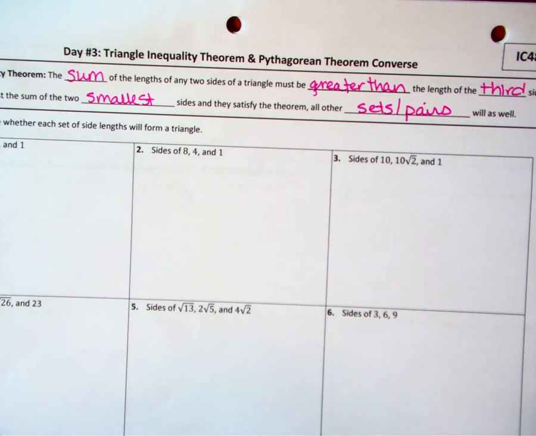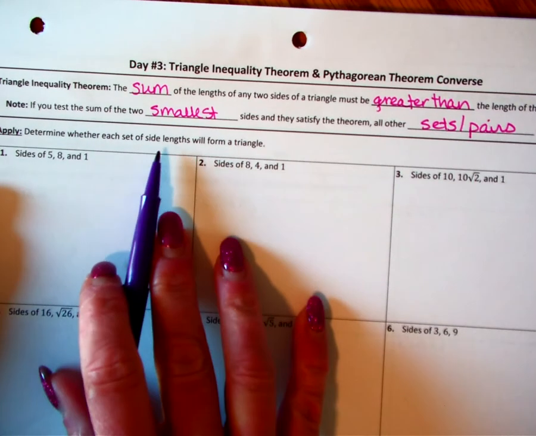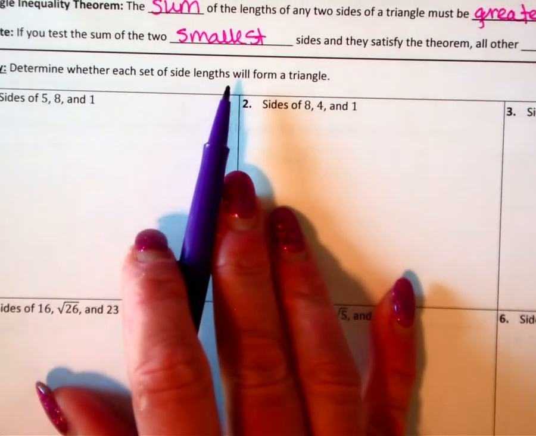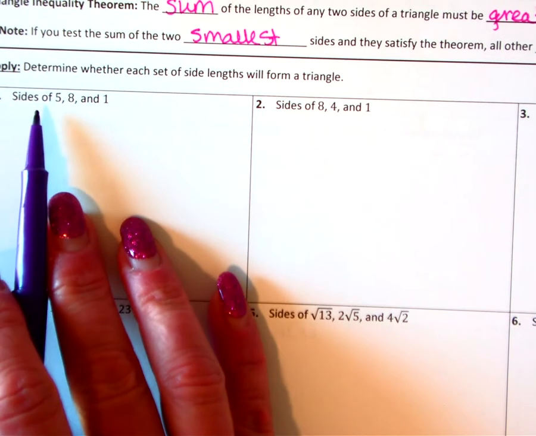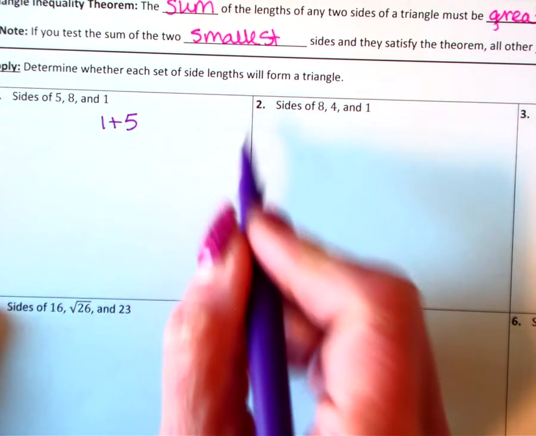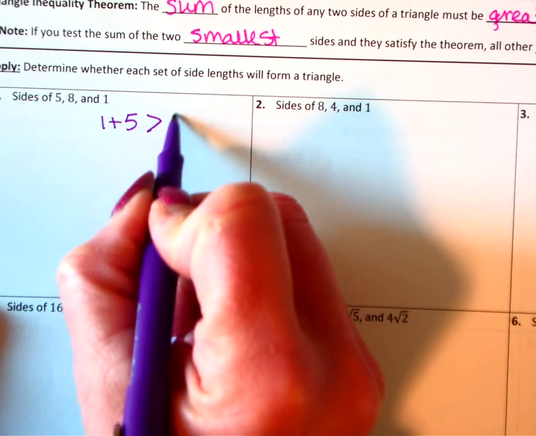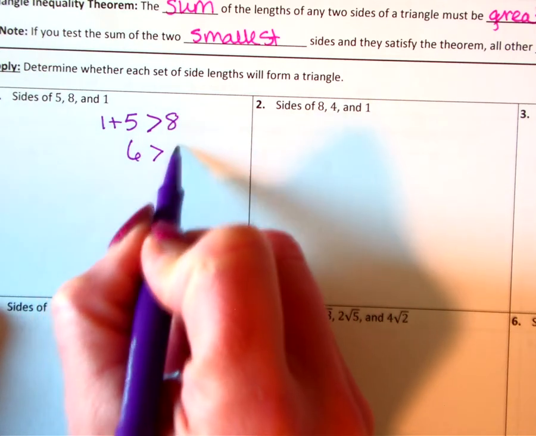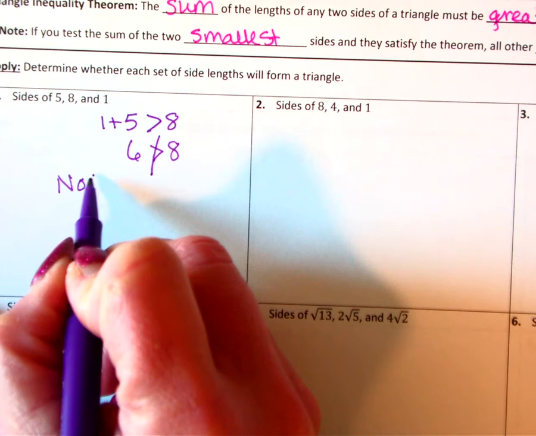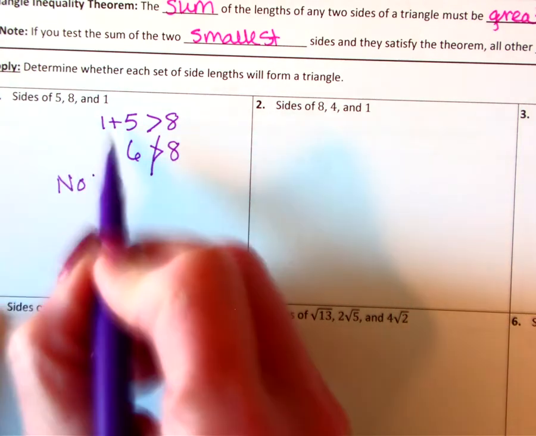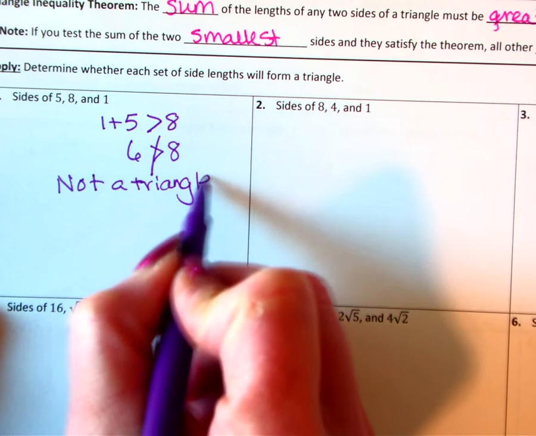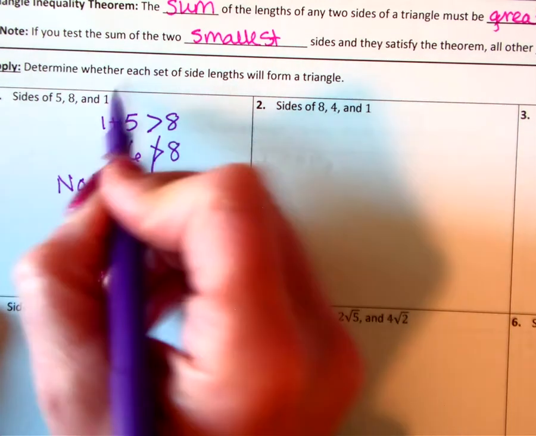Okay, so to determine whether each set of side lengths will form a triangle here, I am going to do just the smallest two sides. So if I have sides of 5, 8, and 1, my smallest two sides are 1 and 5. If I add them together, I'm checking to see if it's greater than the third side, which is 8. I get 6 is greater than 8, not true, which means it's not a triangle.